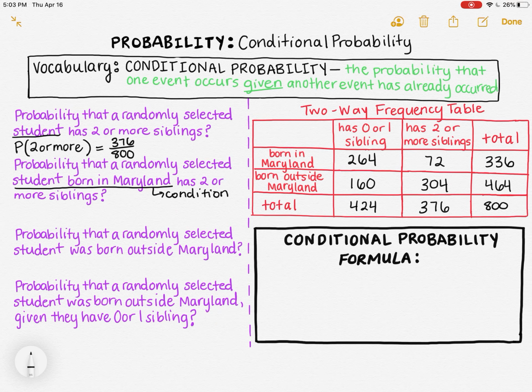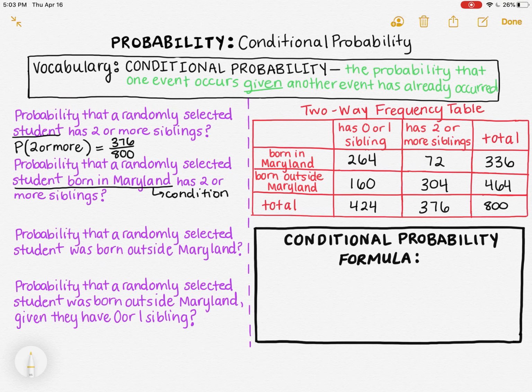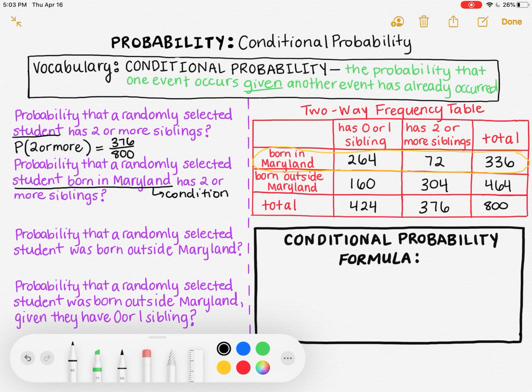We're only looking at selecting students born in Maryland. To help us focus on just students born in Maryland, we are going to circle the born in Maryland row. So we will only be using numbers from this row to calculate our probability.